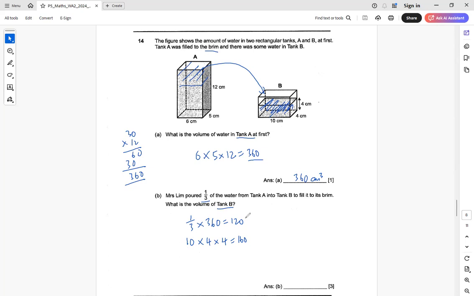So, like I said, this 120 is from tank A, and this 160 is already in tank B. To find the volume of tank B, I just add up these two together. So 120 plus 160 will give us our answer, 280 cubic centimeters. Okay? Okay, let's move on to our next question.